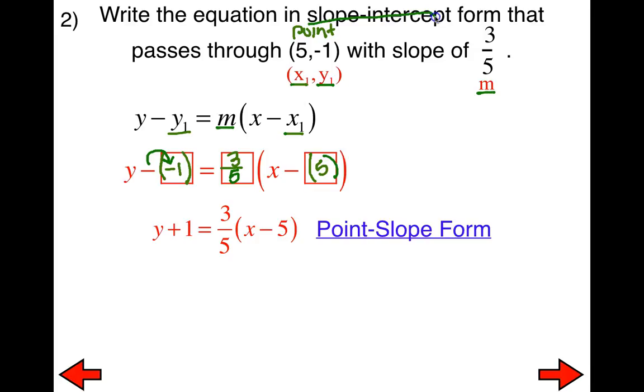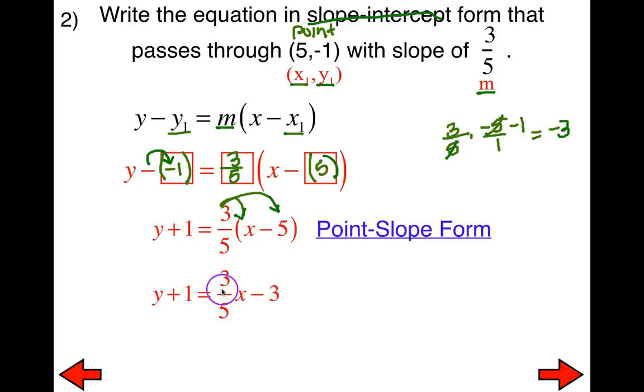They want slope intercept. So I'm going to distribute these 3/5 to both terms. So here, 3/5 times x, that's easy. It's just 3/5 x. But 3/5 times -5, I'm going to have to do some side work there. So 3/5 times -5 over 1. I'm going to notice that I can cross cancel here by 5, leaving me with -1. So this is going to be a -3. So now I have y plus 1 equals 3/5 x minus 3. That's what I got here.